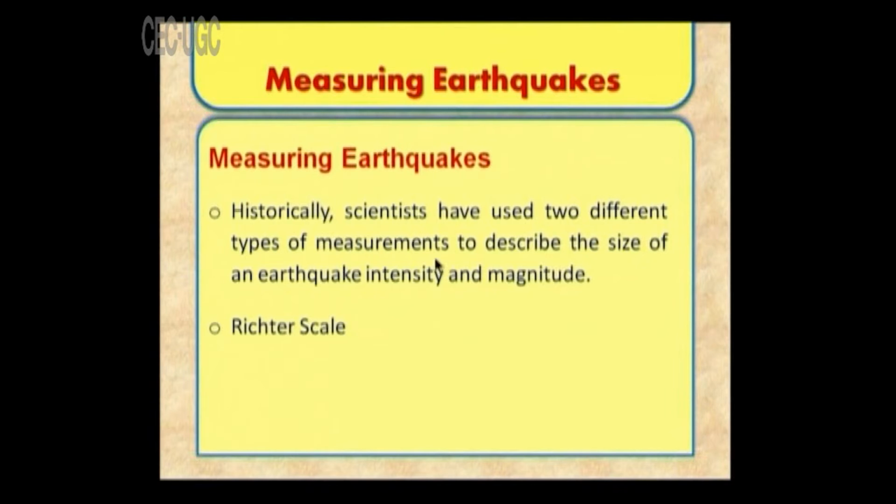Scientists find out the earthquakes and then measure the earthquakes with the help of scales. Generally they use intensity and magnitude. Both intensity and magnitude are very useful to measure the earthquakes. Also there is one scale we call Richter. He is the scientist who proposed the magnitude and intensity scales.